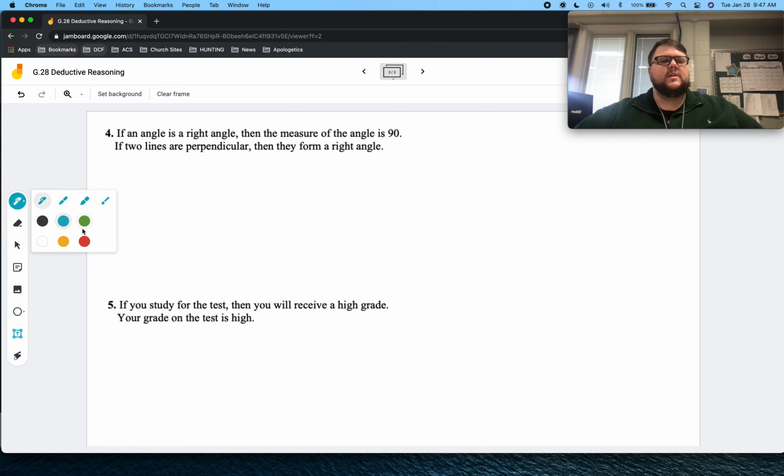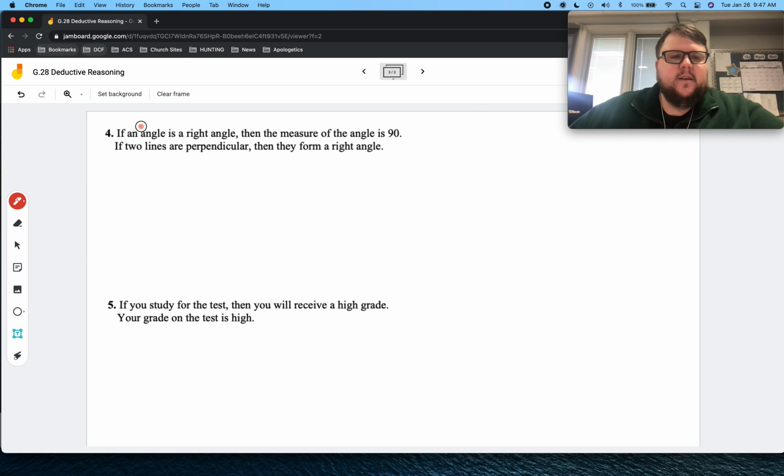So it really helps to write down what our P is, what our Q is, and what our R is. If an angle is a right angle, that's our P. And then we'll do green for Q. Then the measure of the angle is 90 degrees. That's Q. If two lines are perpendicular, then they form a right angle.